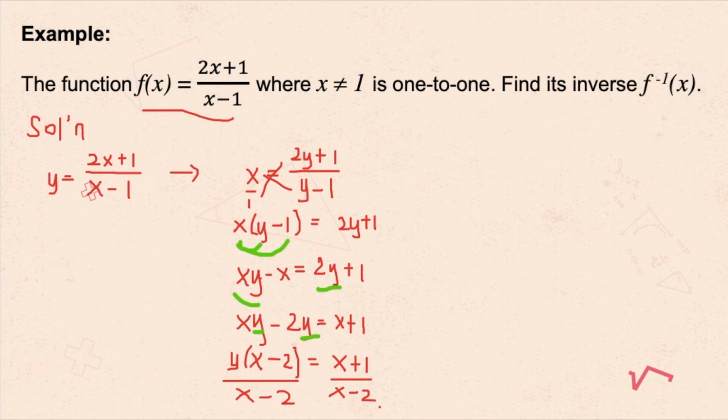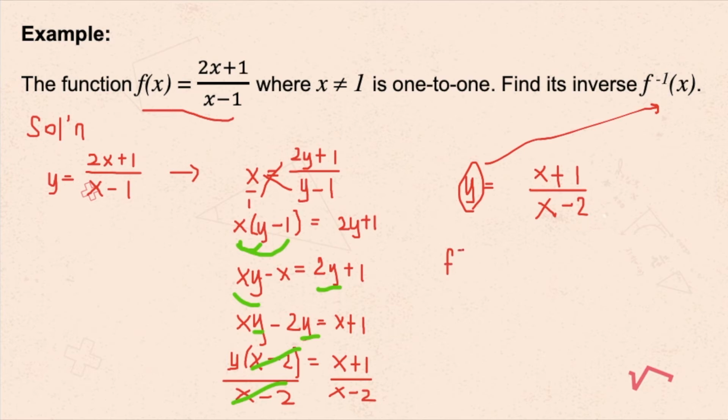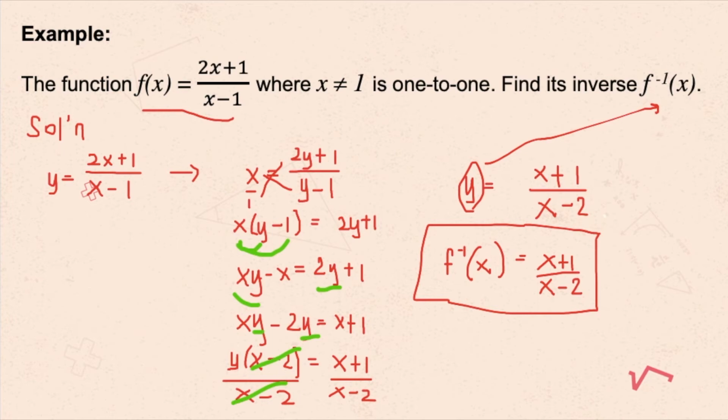Since we're solving for y, we have to remove terms that are beside y. So divide both sides by x minus 2. Having this, your answer now is y equals x plus 1 all over x minus 2. Since we already solved for y, we have to change the variable y to the inverse symbol, which is f -1 of x equals x plus 1 all over x minus 2. So this is now the inverse of the given function.